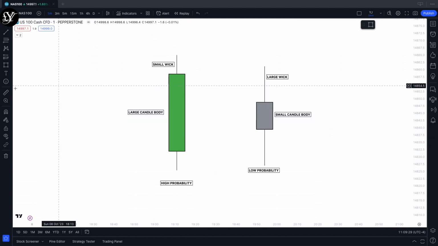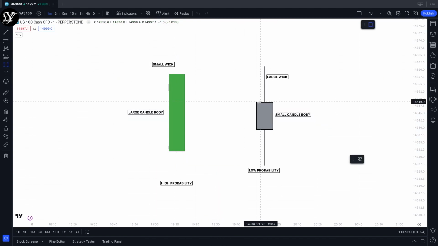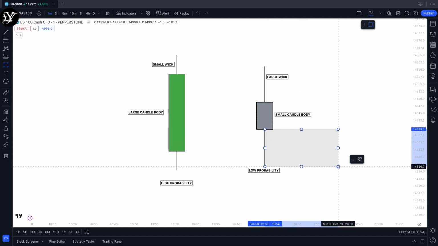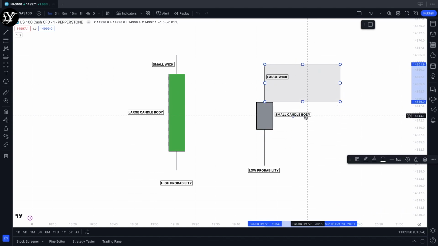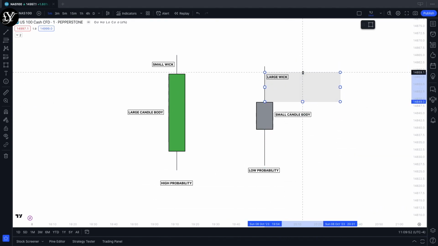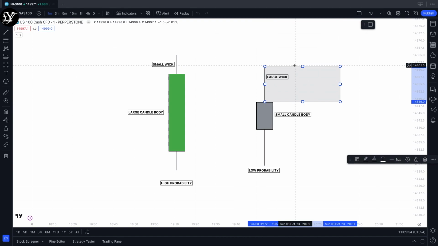On a low probability, on the other hand, we can either draw it from the body only, like so, or some people also like to do it this way as well. We can draw it from the tip of the candle body to the low of the wick. Same goes for the opposite side. We could draw it from the tip of the candle body to the top of this wick right here. It's completely up to you.